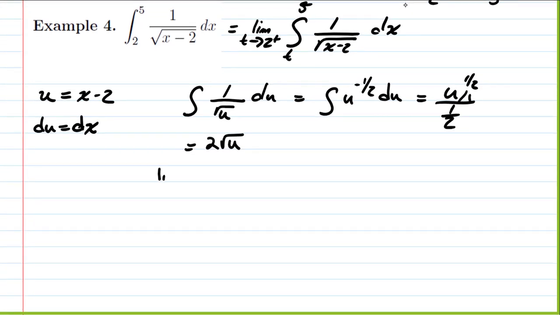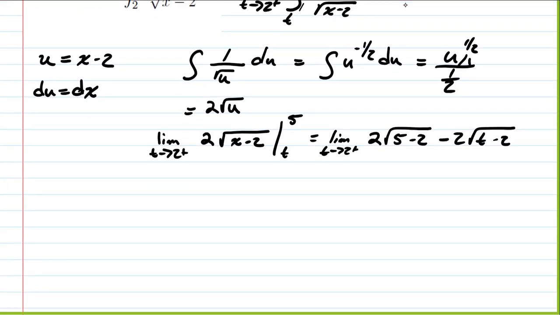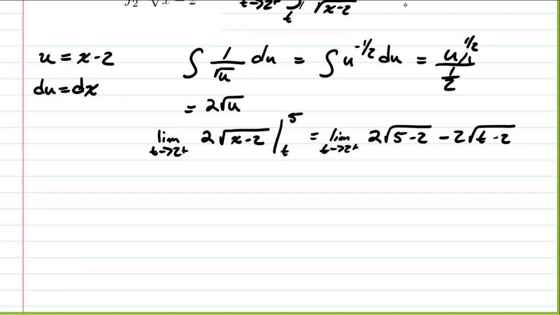So finally, after doing that limit, we get the limit as t goes to 2 from the right of 2 times the square root of u, and u is x minus 2. And we're going to evaluate that from t to 5. So we have the limit as t approaches 2 from the right of 2 times the square root of 5 minus 2, minus 2 times the square root of t minus 2. So our first piece, 5 minus 2 is 3, so we get 2 square roots of 3, but then we approach 2 from the right. 2 minus 2 is 0, so minus 2 times the square root of 0. So we get 2 times the square root of 3.